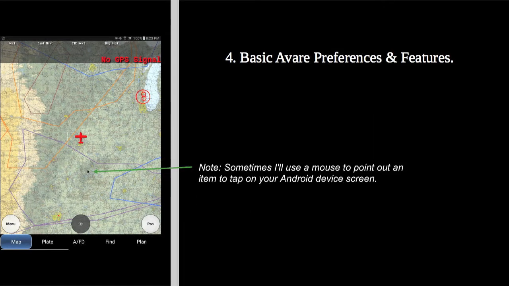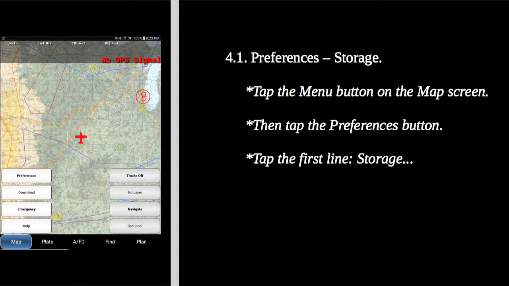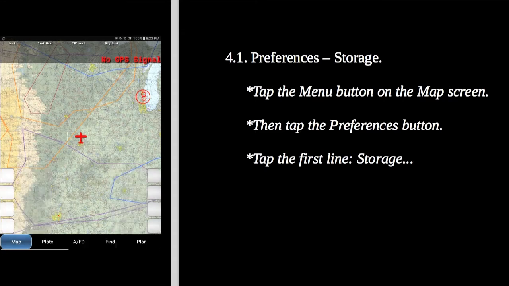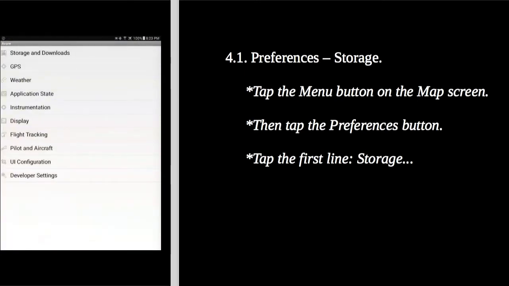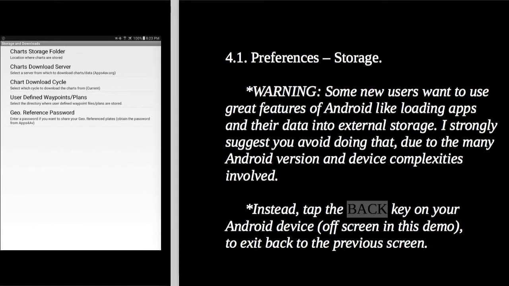I plugged in an external mouse to point things out. Right now we're on the map screen. The top menu item is Preferences. The top line in Preferences is Storage. We won't change anything, but I knew you'd want to look because it's the first item.